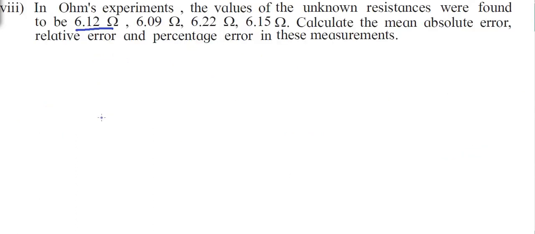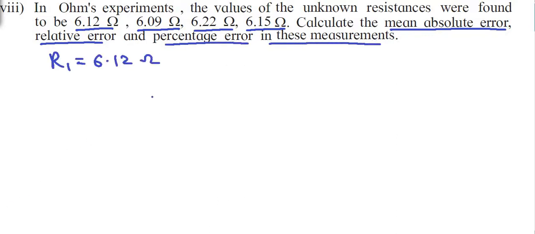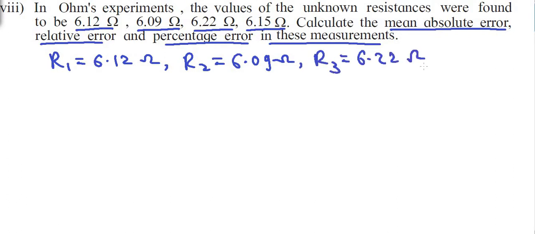Example number 8. In Ohm's experiment, the values of unknown resistances were found to be 6.12 ohm, 6.09 ohm, 6.22 ohm and 6.15 ohm. Calculate the mean absolute error, relative error and percentage error in these measurements. Let us write down the data first. The first reading R1 is equal to 6.12 ohm, R2 is 6.09 ohm, R3 is equal to 6.22 ohm, and the last reading R4 is equal to 6.15 ohm.